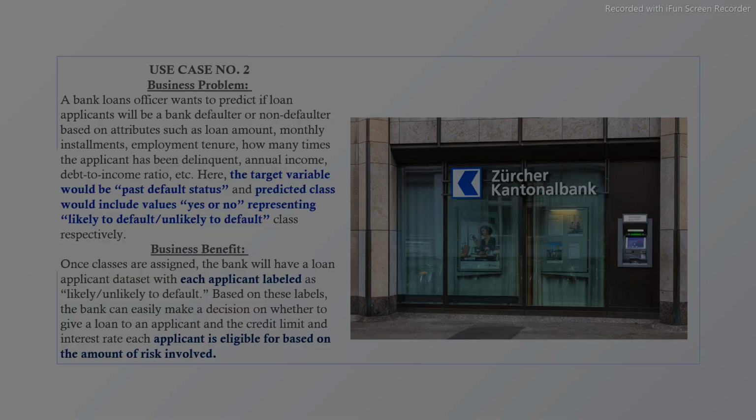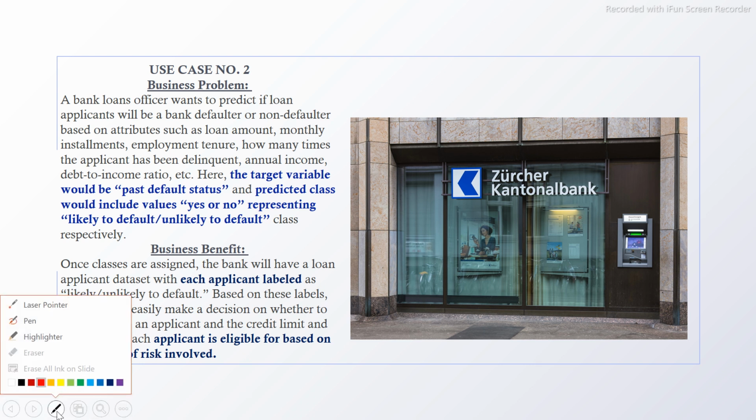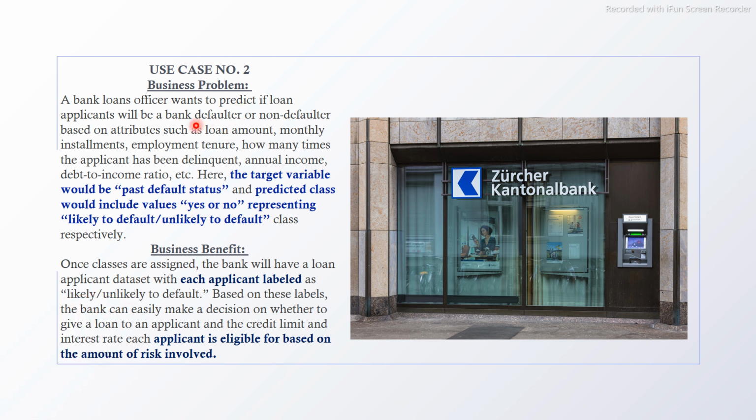Similarly, the second case is related to banking loans. You might have seen there are many cases of fraud, where people take money and go away with it. So a bank loan officer wants to predict if a loan applicant will be a bank defaulter or not. So this defaulter and not defaulter, just see the two things.